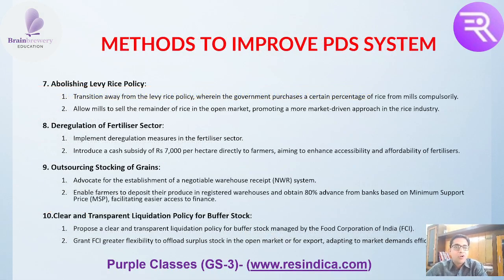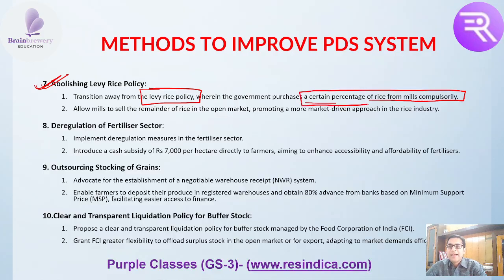Okay. Then abolition of the levy rice policy. Shanta Kumar said that we have to move away from the levy rice policy, where the central government compulsorily purchases a certain amount of rice from millers. It should not be like that. Earlier, a certain amount of rice had to be compulsorily given to the central government, and whatever was left you could sell in the open market. But now it is said that you should focus on abolishing the levy and allow them to sell their products in the market itself.